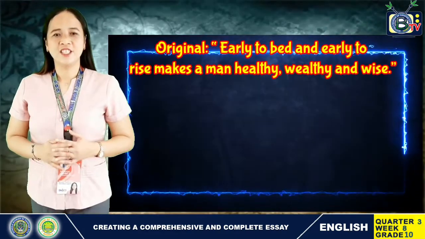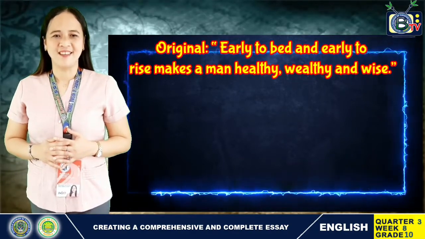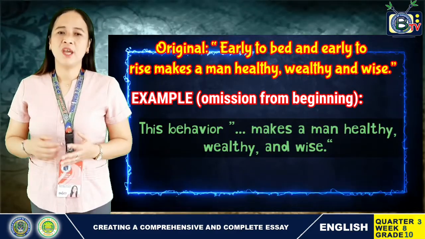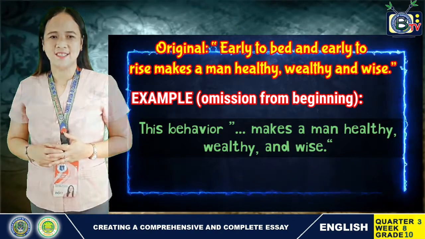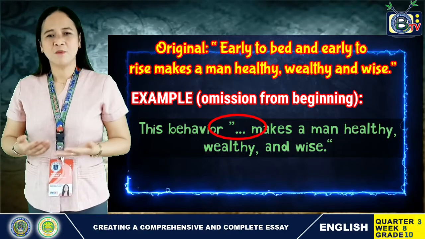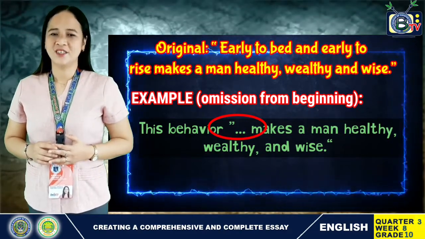Original: Early to bed and early to rise makes a man healthy, wealthy, and wise. Example, omission from beginning: "... This behavior makes a man healthy, wealthy, and wise." Have you seen where the ellipsis is positioned? The ellipsis formed by 3 dots is used in place of the words "and early to rise."